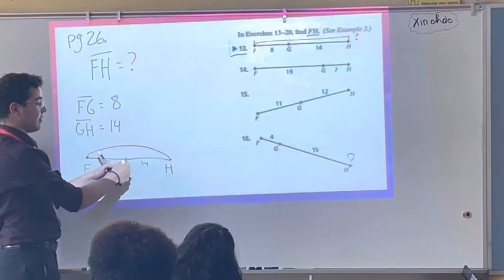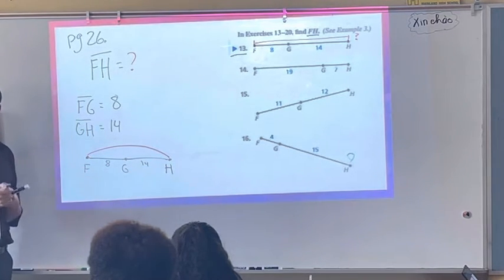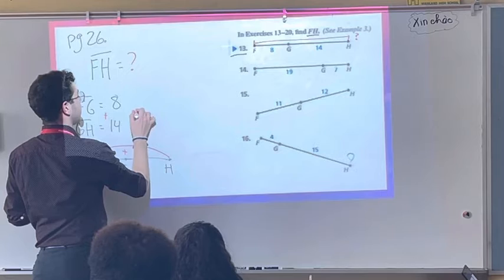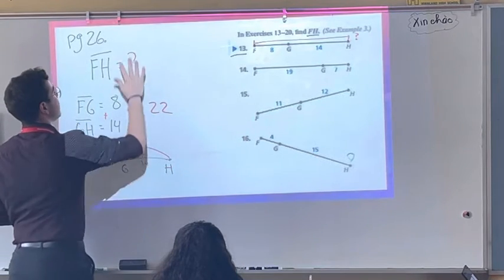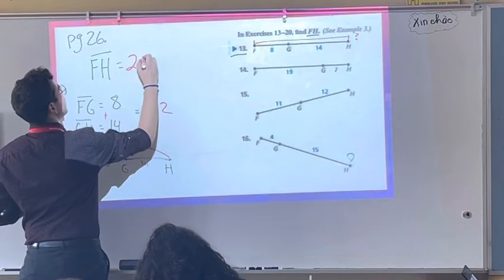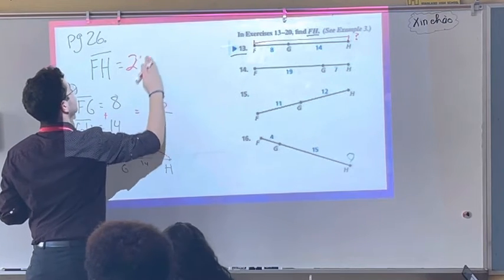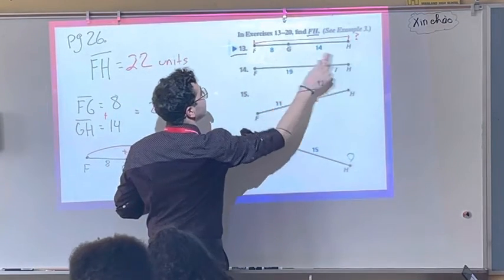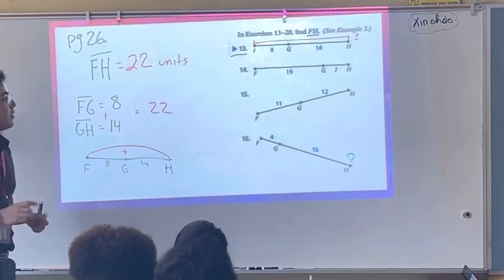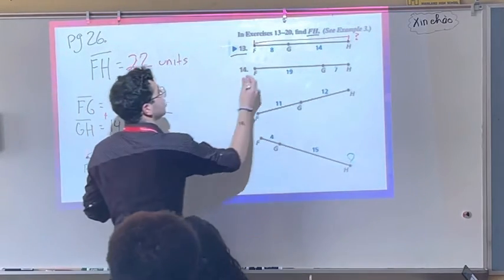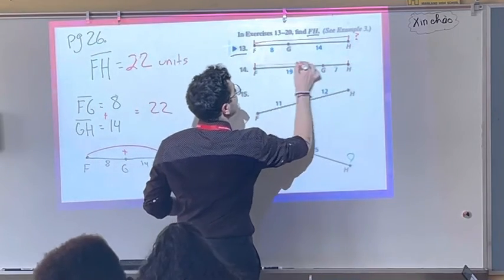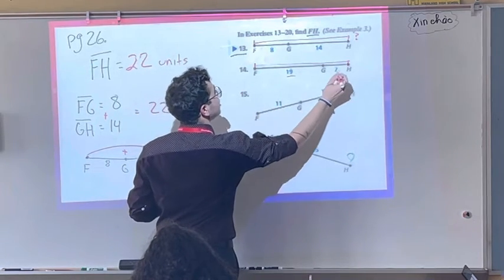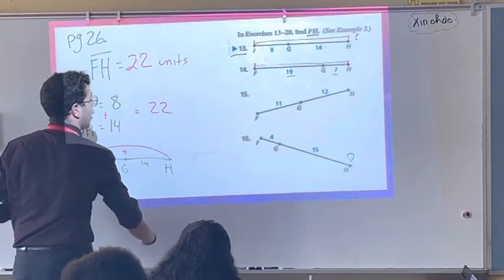Here to here is 8, here to here is 14, and we want both. Adding. So we have 8 plus 14. 22. Yep. So line segment FH is equal to 22 units. Again, FG plus GH, 8 plus 14 is 22. It is very easy. Now let's do number 14. What is the total from F to H if FG is 19 and GH is 7? No, not quite.